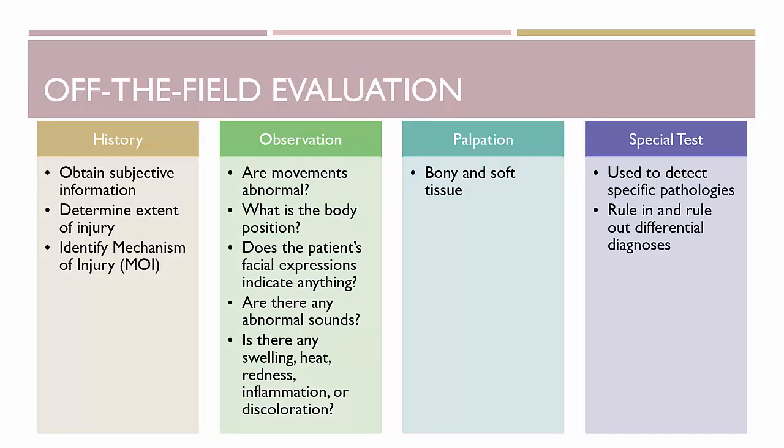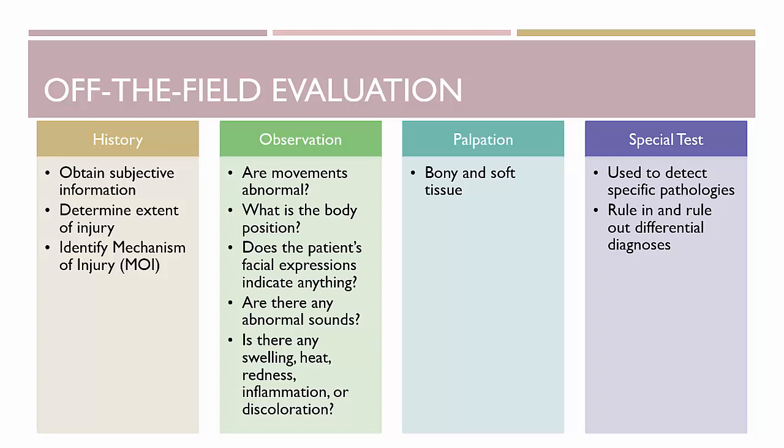Off the field evaluation. An off the field evaluation or clinical evaluation is a detailed evaluation on a sideline or in a clinical setting. It may be the evaluation of an acute injury immediately after or several days after the initial incident. The injury evaluation is divided into four components: the history, observation, palpation, and special tests. The acronym for this system is HOPS, HOPS.